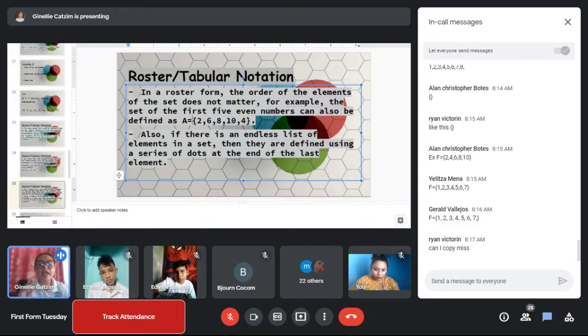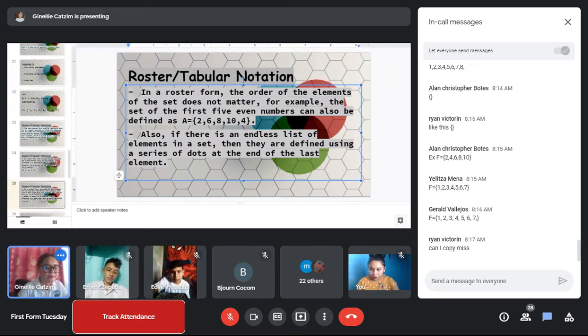Also, if there is an endless list of elements in a set, then they are defined using a series of dots at the end of the last element. What is an endless list of elements? How do we call that?